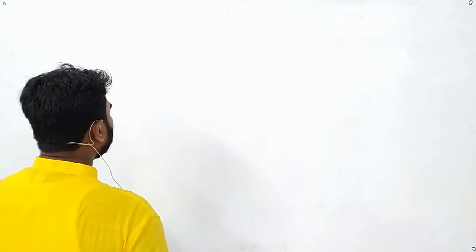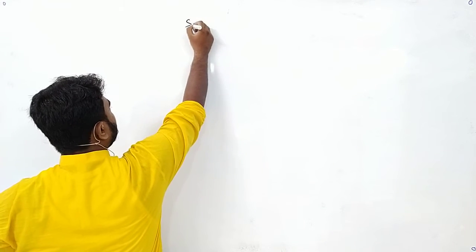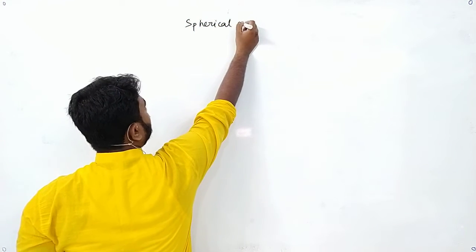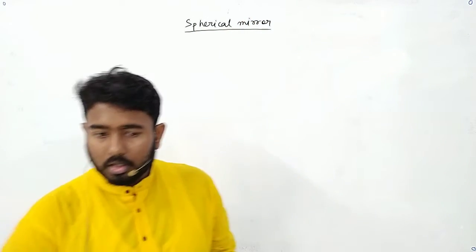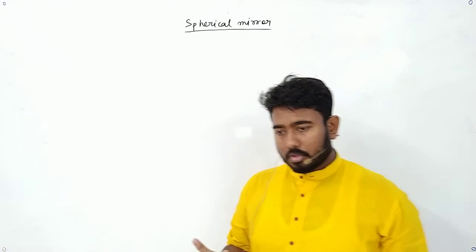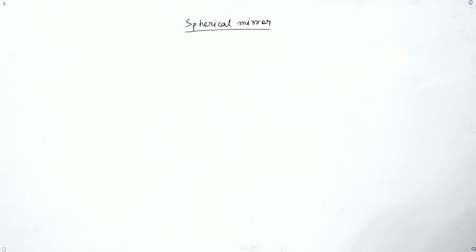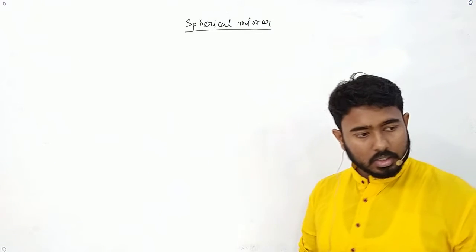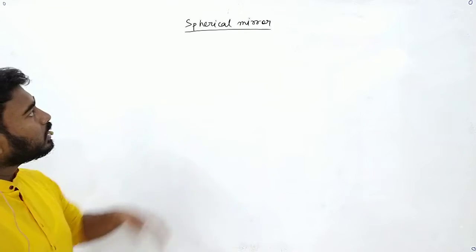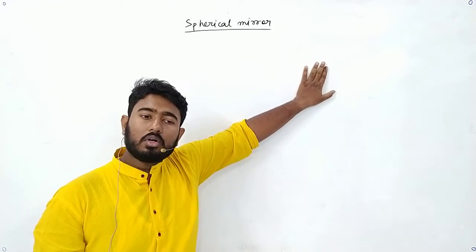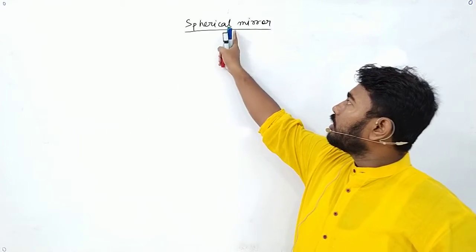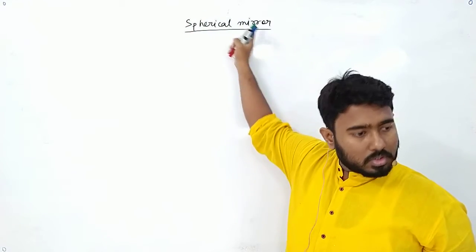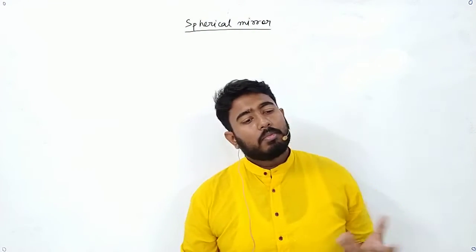Okay, today we will start our chapter with spherical mirror. Spherical mirror. Where does the word spherical come from? Sphere. The word spherical comes from sphere, right? That means spherical mirrors are those mirrors which will be part of some sphere.